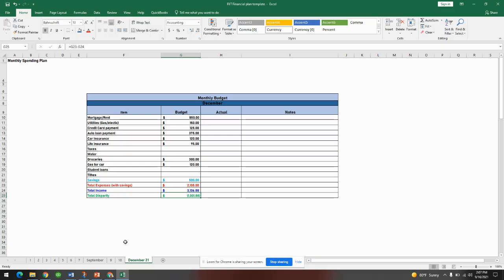The fit way. So that's the end of our Fit Financial Plan template. And I hope that it truly helps you. I hope that it encompasses everything that you need to live in financial freedom.